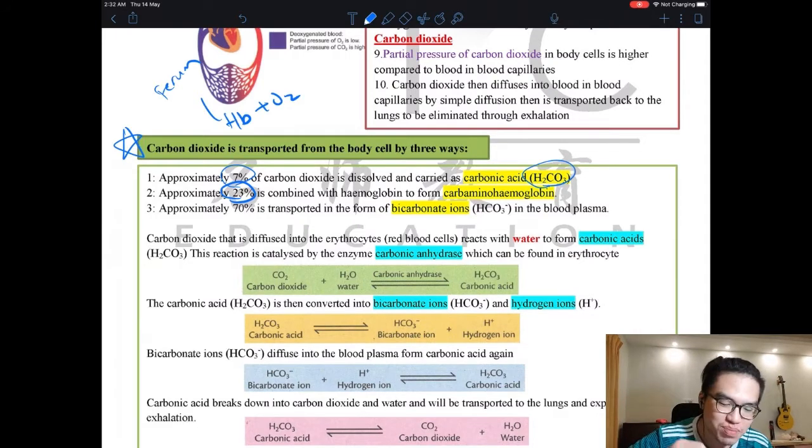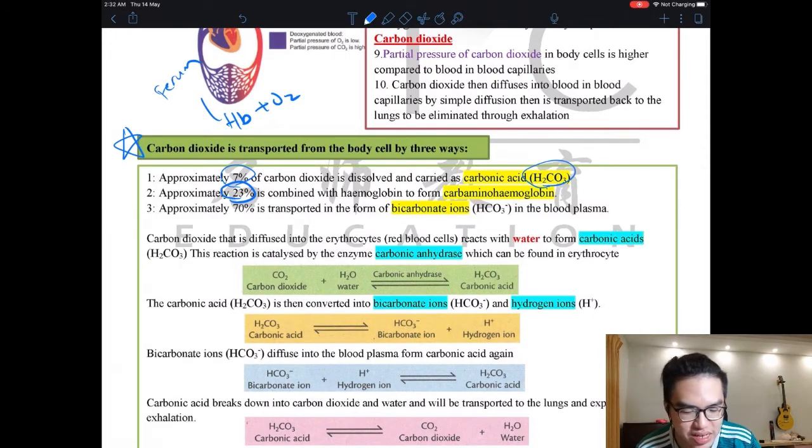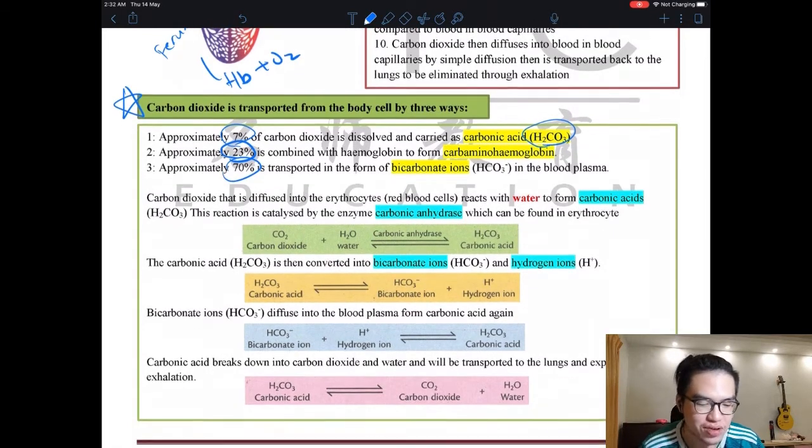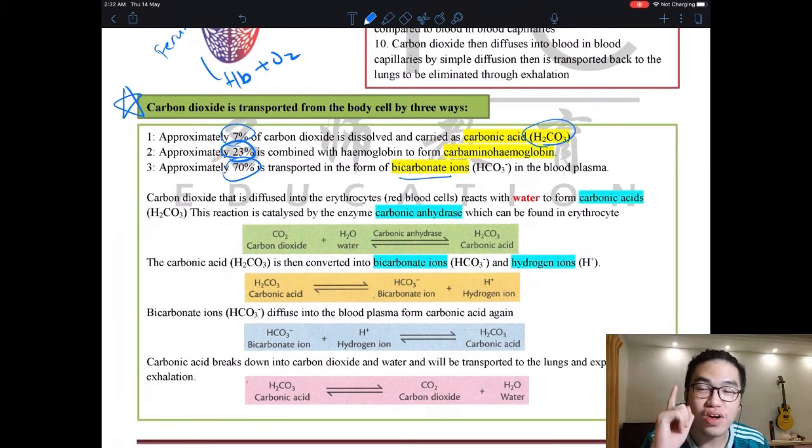So the majority part, 70%, is carried by bicarbonate ion. This can dissolve very well in water because it's an ion. Ion has charge, water has charge, so they can become very good friends. But carbonic acid is not charged, so they don't really like each other. So that's why it's only 7%. HB, hemoglobin, also doesn't like carbon dioxide because iron doesn't like carbon dioxide. Iron wants to rust, so iron doesn't like carbon dioxide.